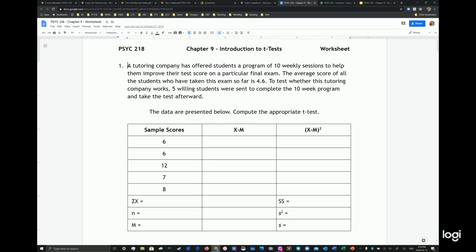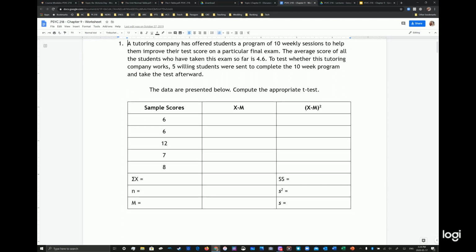There are a few questions here that you can use to practice your hypothesis testing. And it actually makes you do some calculations first. So you just get your sample scores. This is more similar to what your research would be doing.